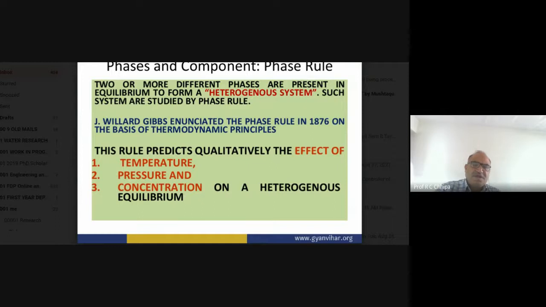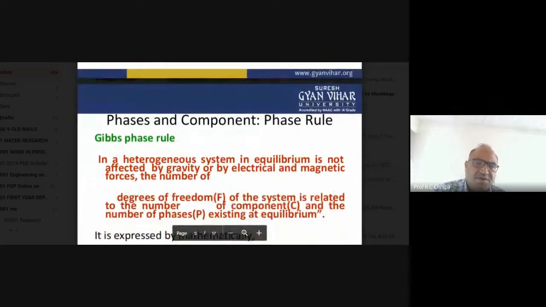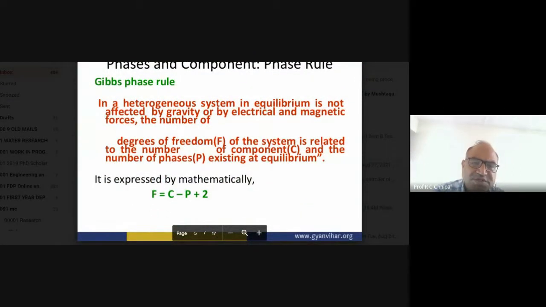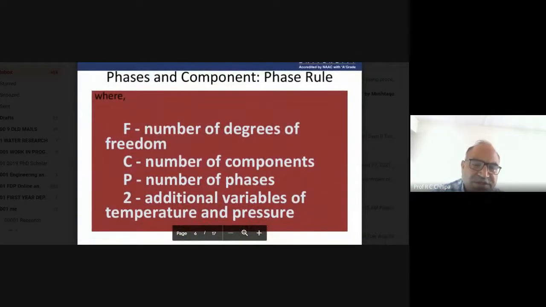Lastly, if anyone has difficulty with homogeneous and heterogeneous mixtures: in case of the heterogeneous, we have another system. This is called the phase rule. Why this phase rule? Because of the phases. And what are those phases?